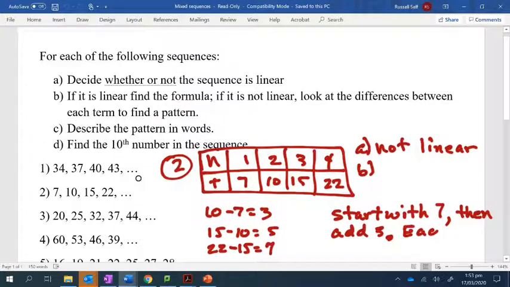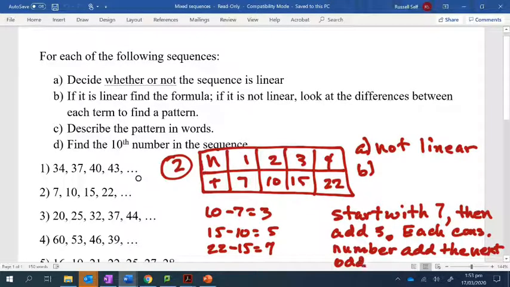Each consecutive number, add the next odd number. That does it. You could probably write a more elegant sentence if you had more time. But just pick something. You should be able to describe it in a way that someone else would be able to understand it. You say start with 7, add 3.